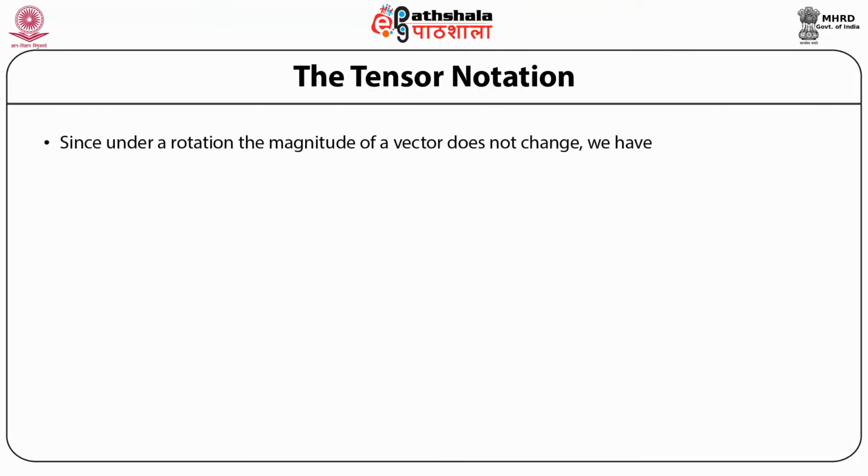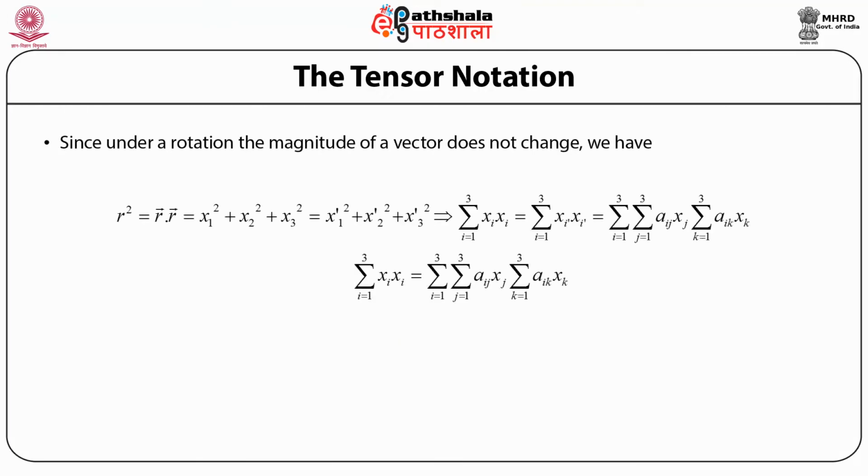Since under a rotation the magnitude of a vector does not change, we have r squared equals r vector dot r vector, which equals x1 squared plus x2 squared plus x3 squared, which equals x1 dash squared plus x2 dash squared plus x3 dash squared. This implies that the summation over i equals 1 to 3 of xi xi equals the summation over i equals 1 to 3 of xi dash xi dash.